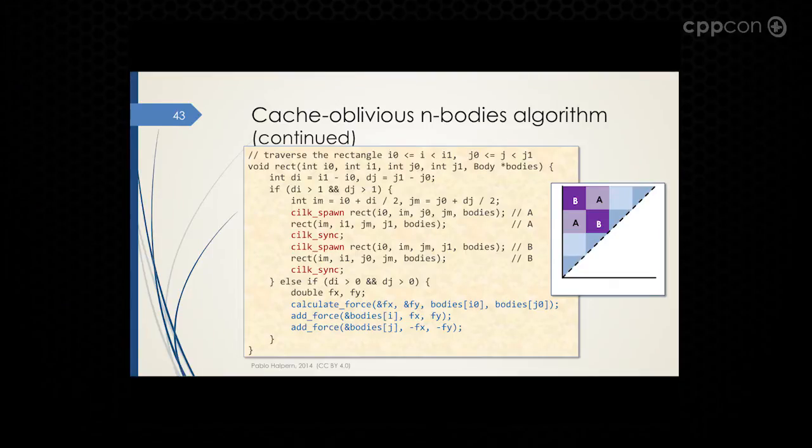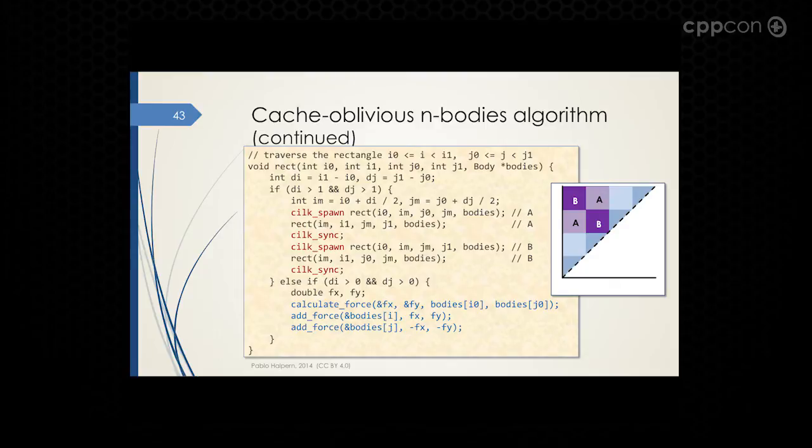The square is kind of the same thing. It looks like a lot more code, but it's actually the same concept, which is we divide our ranges in half, and we calculate the 2 A squares and do them in parallel. Then we sync, and then we do the 2 B squares in parallel. Again, because the A and the B cannot be in parallel with each other, we have to sync.